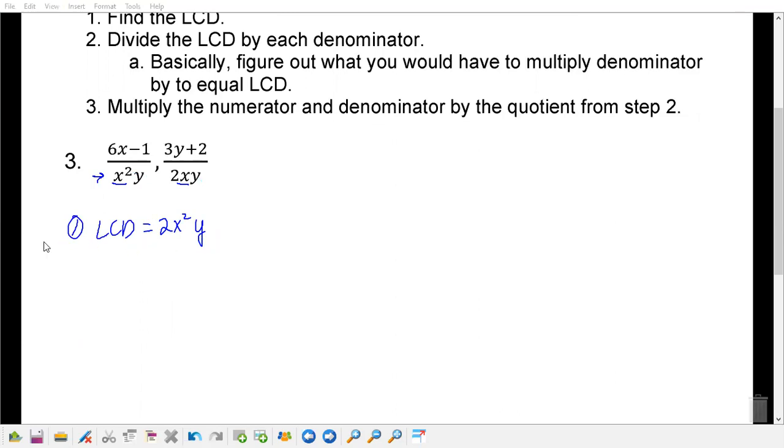Okay. Step 2 is to divide the LCD by each denominator. So if I have 2x squared y divided by my first denominator, x squared y, that equals 2, right? If I take the LCD, 2x squared y, and divide by my second denominator, 2xy, that leaves me with x.